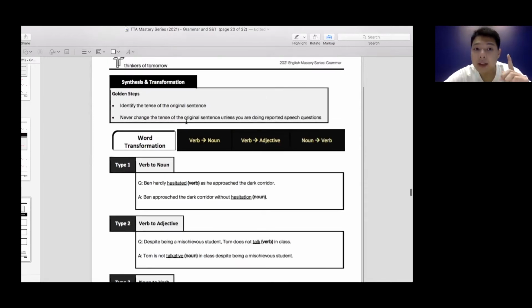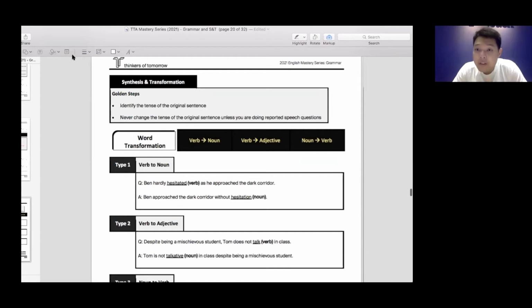Now, there are two golden rules for synthesis and transformation. What are the two golden rules? It is here. The first golden rule, and I want you to remember this because I don't want anybody here to make mistakes in synthesis and transformation, because each question is worth 2 marks. It's so important. You want to get your achievement level 1 or 2, or you want to get a high score for English, so please don't lose marks for synthesis and transformation.